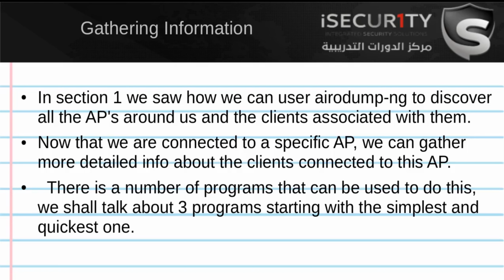In section 1, we saw how we can use AeroDumpNG to discover the connected clients. We saw in the second part of the AeroDump output how we can see the associated clients and their MAC address. That was about it. That's everything we can get before we can connect to the target access point. Now, after connecting, we can gather much more detailed information about these devices.